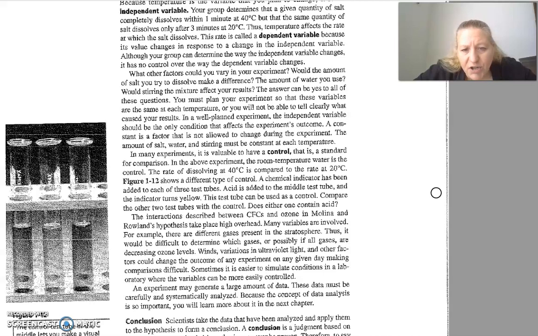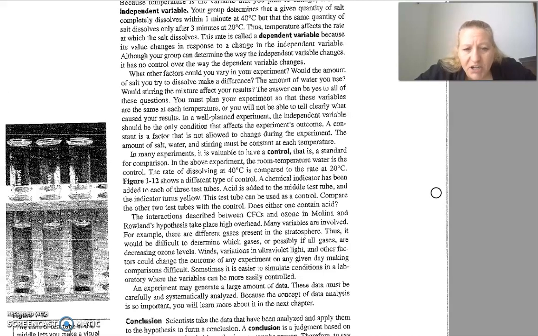The interaction described between CFCs and ozone in Molina and Rowland's hypothesis takes place high overhead. Many variables are involved. For example, there are different gases present in the stratosphere. Thus, it would be difficult to determine which gases, or possibly all gases, are decreasing ozone levels. Wind, variations in ultraviolet light, and other factors can change the outcome of any experiment on any given day, making comparisons difficult. Sometimes it's easier to simulate conditions in a laboratory where the variables can be more easily controlled.